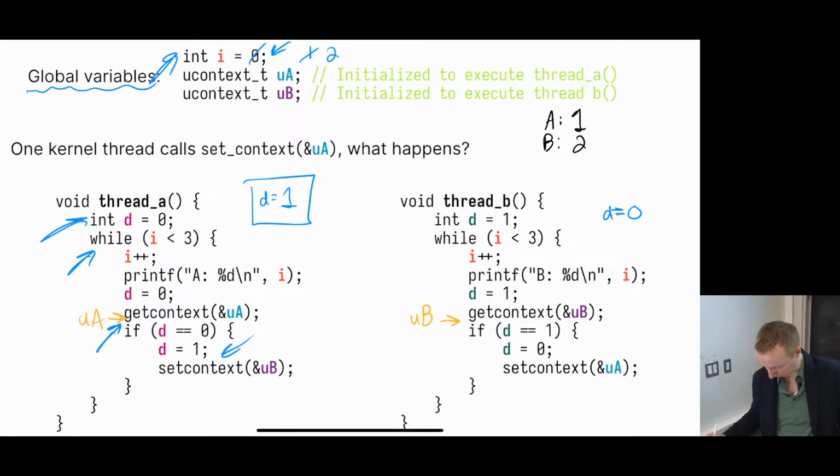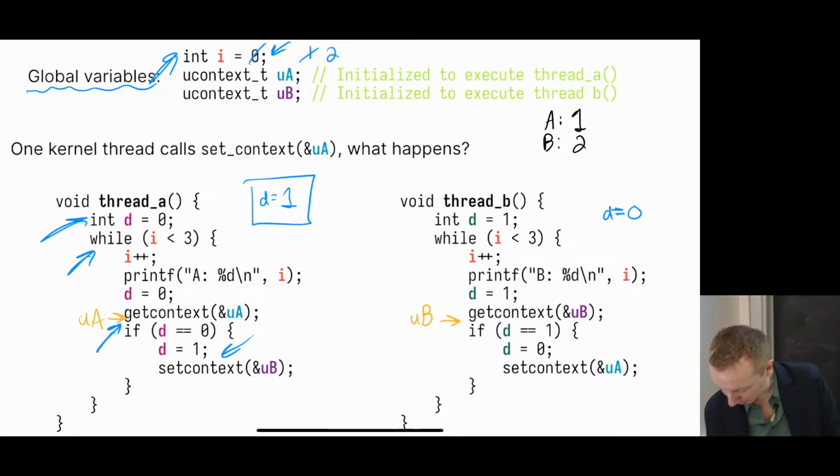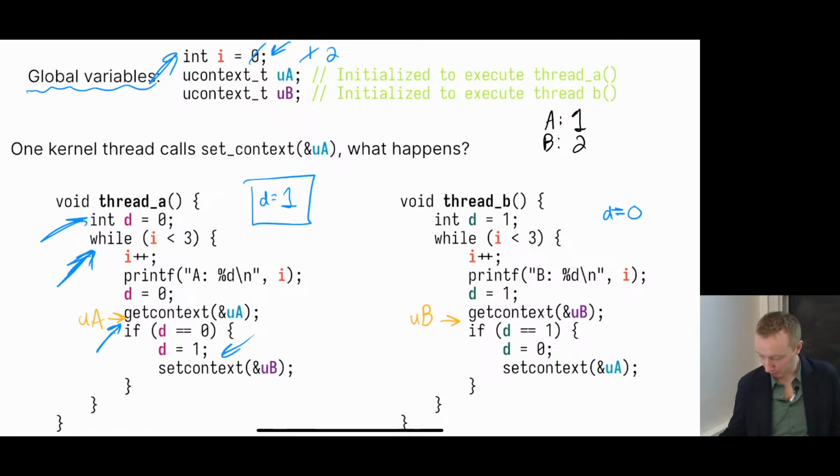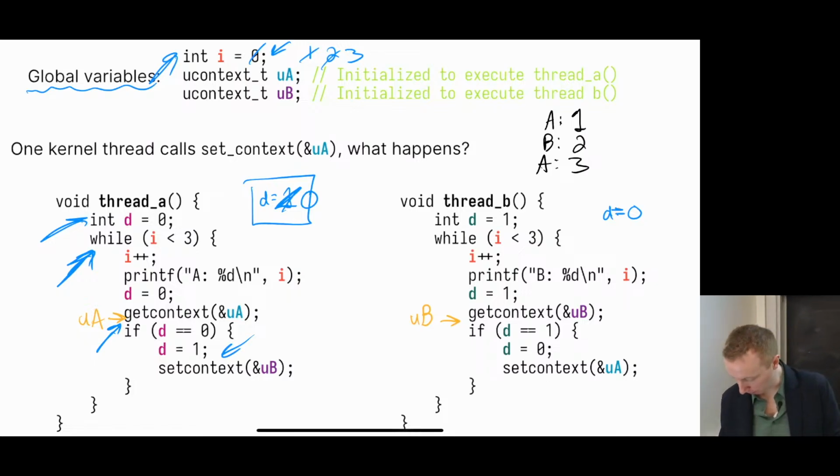All right, where were we? Oh yeah, in this case, D is still 1. So we'd come back up to the while, check I is 2. We'd increment it from 2 to 3. Our print, we would print A, colon 3. Then we set D on thread A's stack to 0. Get context again, so we'd resume at the same place. Check, oh, D is equal to 0. We set it back to 1.